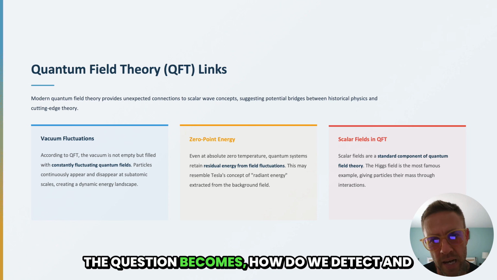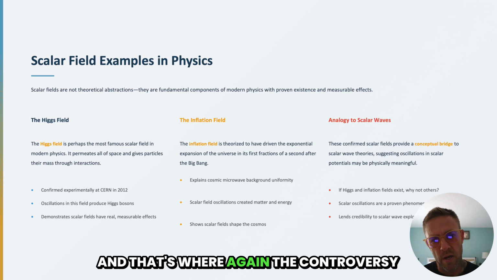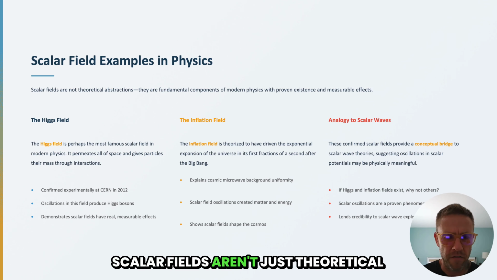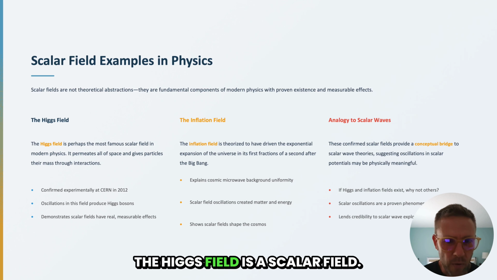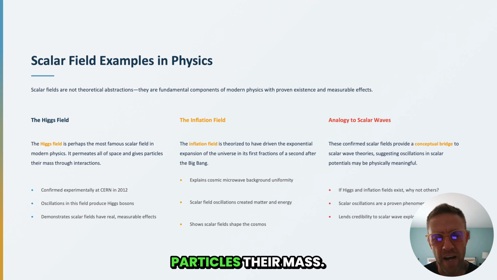The question becomes, how do we detect and measure these phenomena? And that's where, again, the controversy deepens. Scalar fields aren't just theoretical constructs. They're fundamental to modern physics, like we discussed. The Higgs field is a scalar field. We know this. It permeates all of space and gives particles their mass.